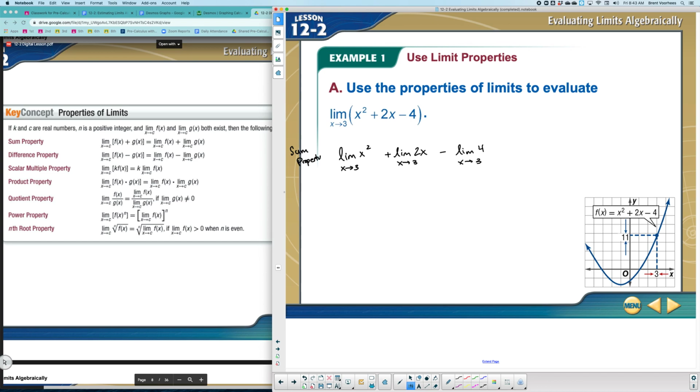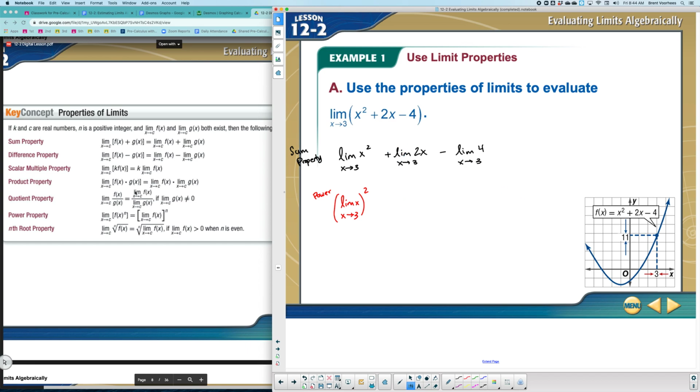Now, as you look on, you will see there are properties for if you have a power. So here's the power property, and it says if you have a power, you can take the power of the entire limit. So using the power property, we could say this will be equal to the limit of the identity function as x approaches 3, and then just square this. That right there is what we call the power property.